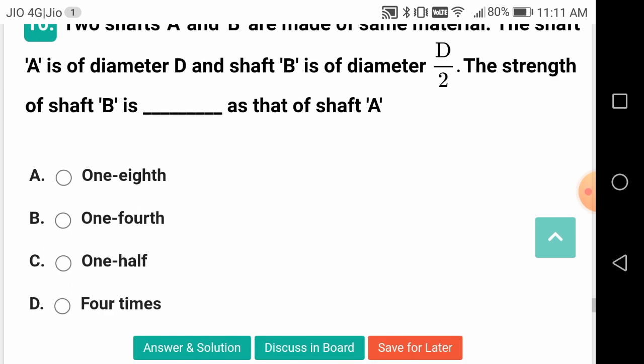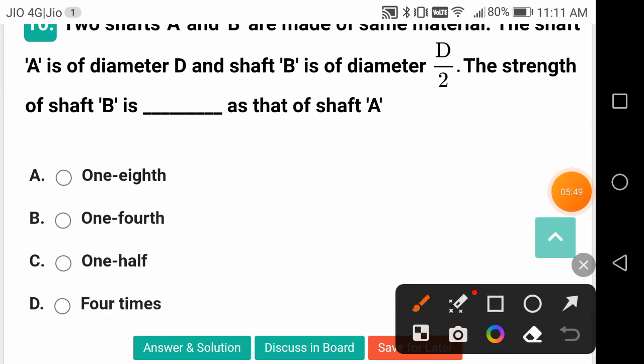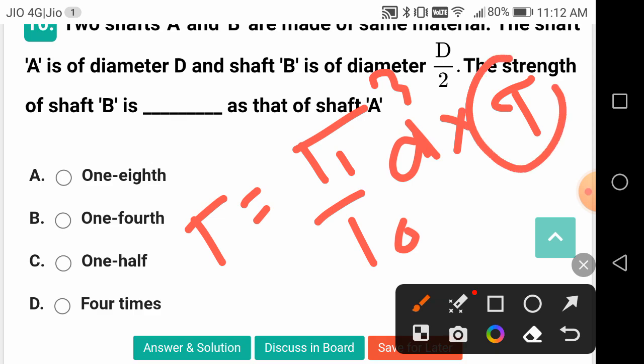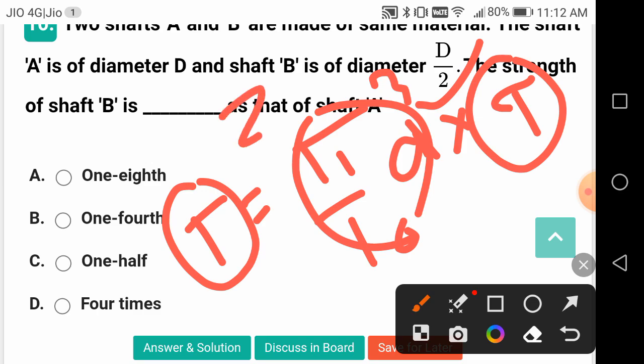Actually, friends, T is equal to pi by 16 D cube into tau, right? Because tau is same for the same material, the torque is proportional to D cube. This is called your ZP, polar modulus. So the strength in shear is going to depend upon the polar modulus, which is proportional to D cube. Because the diameter is made 1 by 2, it will be proportional to D by 2 whole cube, that is D cube by 8. Compared to the initial one, it is 1/8.